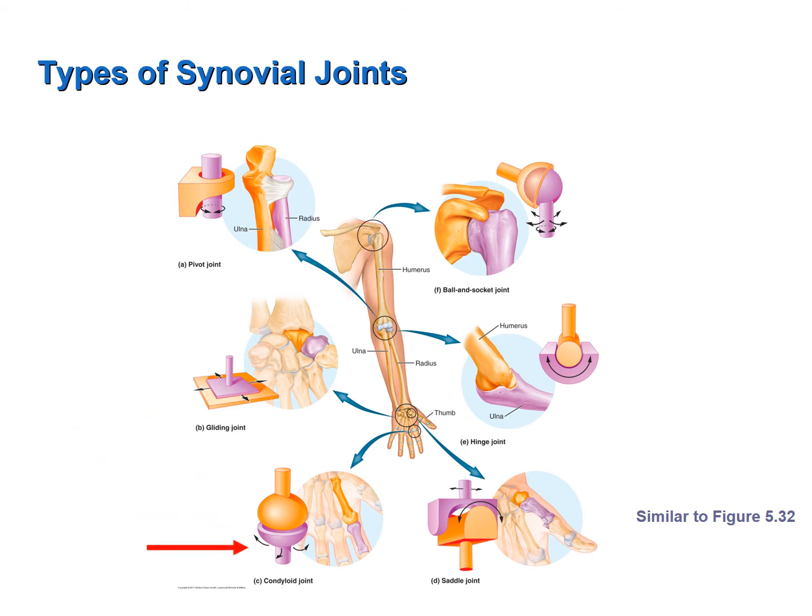A condyloid joint contains one egg-shaped articulating surface and the other surface forms a depression. This occurs where the metacarpals articulate with the proximal phalanges of most of the fingers. There is rotation around two axes, so this is a biaxial joint.